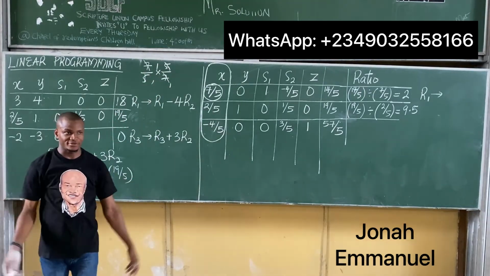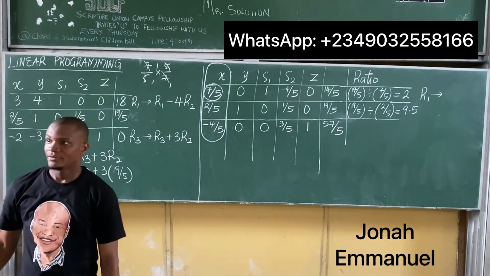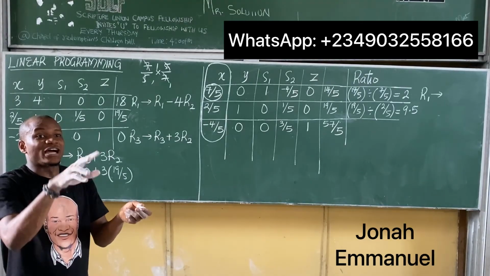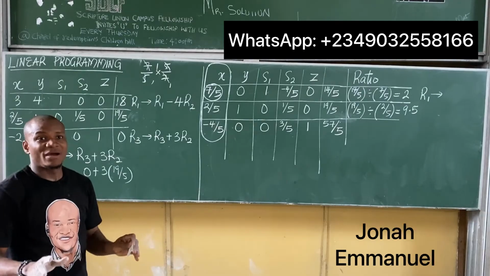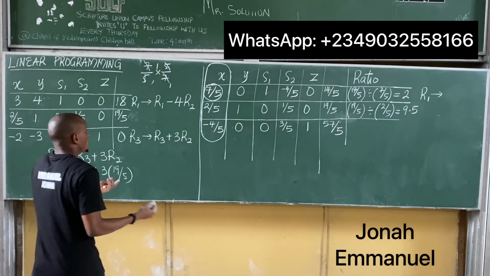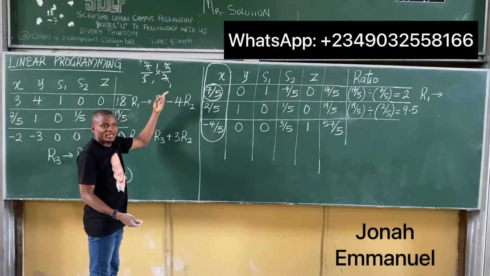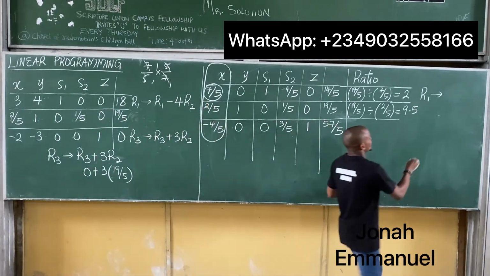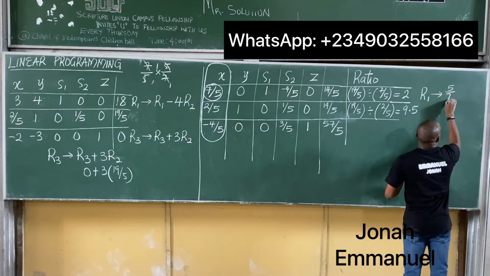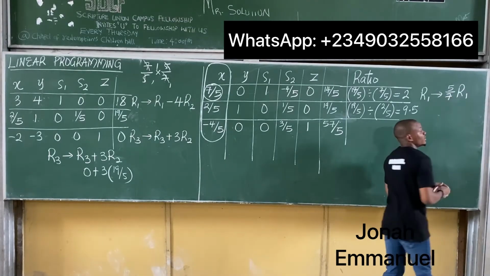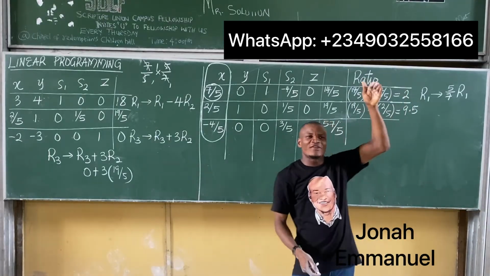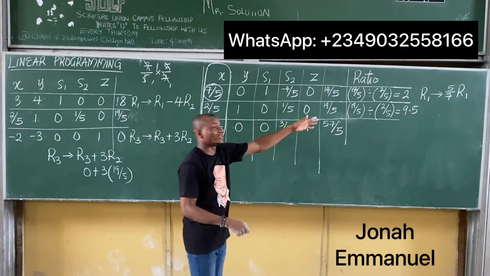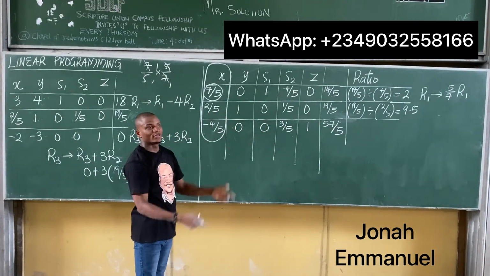If you can divide by something, no problem, but I think the easiest part is to multiply. Multiply by 5 over 7, you get the answer. So to make this my unity, R1 becomes 5 over 7 R1. In the first one, it was 1 over 5, divide by 5 to get 1. In this case now, 5 over 7 to get 1.